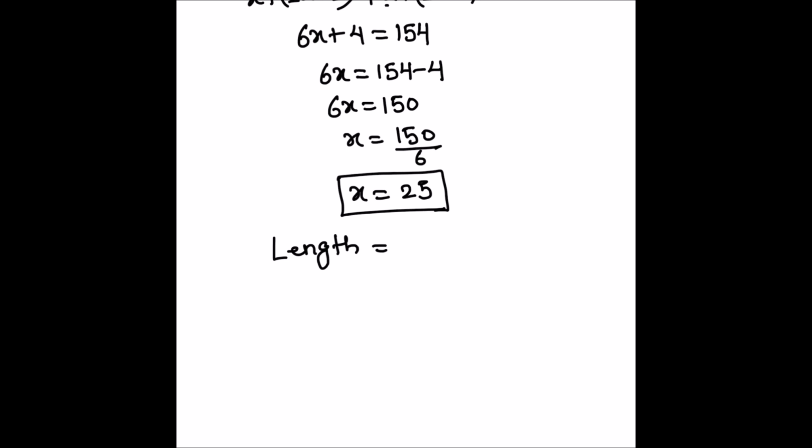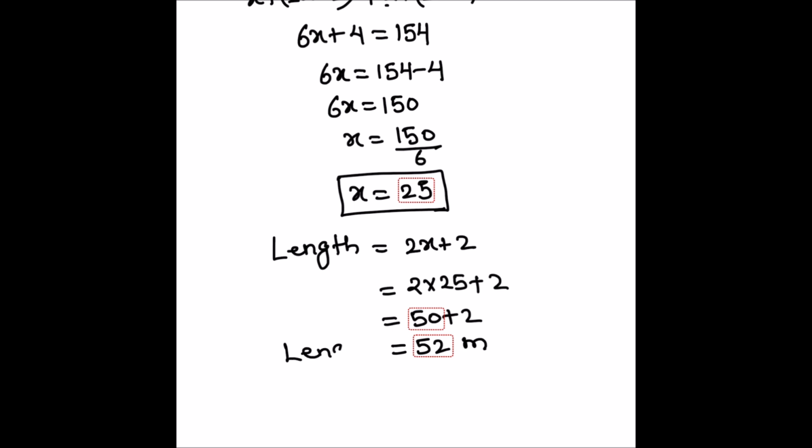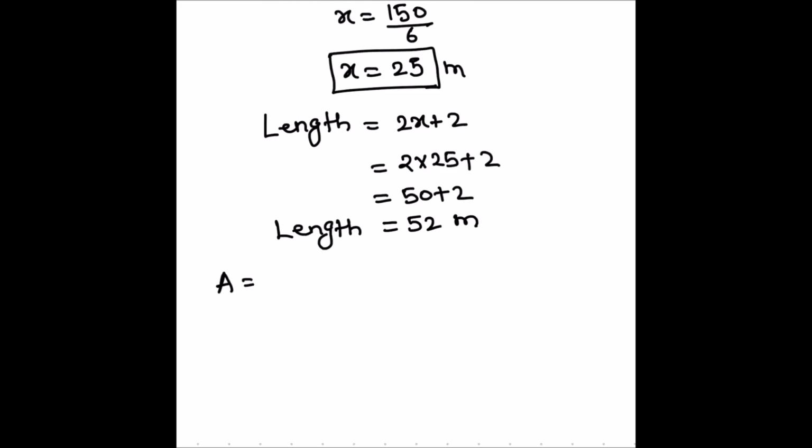Length is 2x plus 2. So let's put the value to find the length. So 2 times 25 plus 2, which equals 50 plus 2, which is 52. So 52 meters will be the length of the rectangle. This is 25 meters. Now we got the length and breadth of the rectangle.